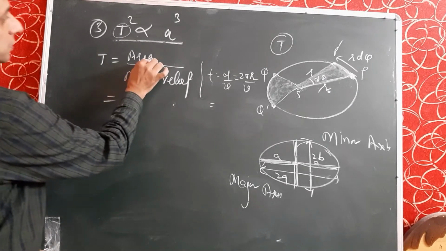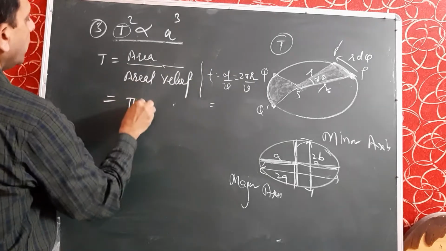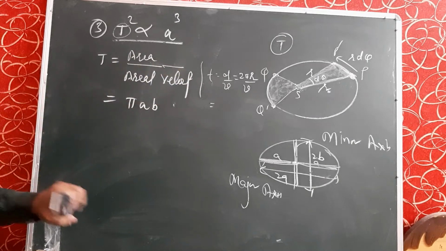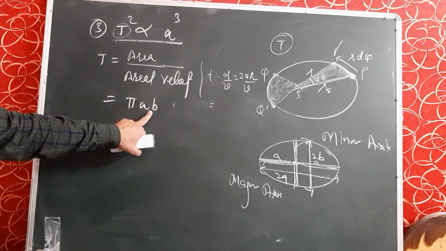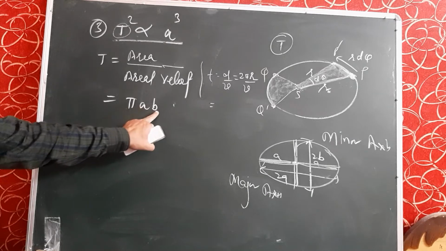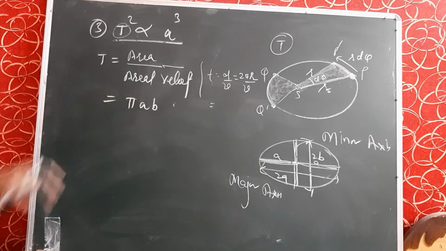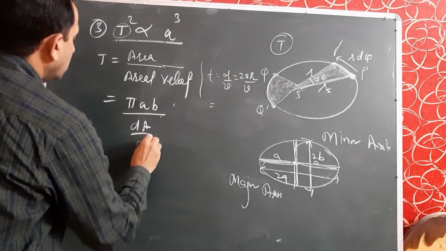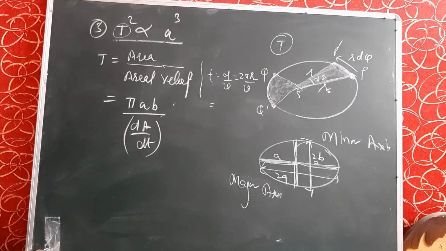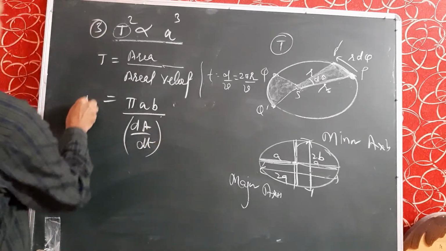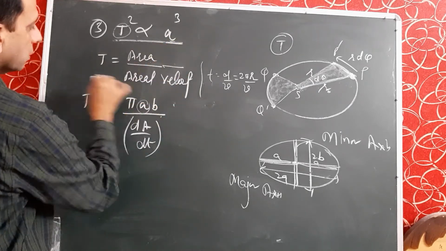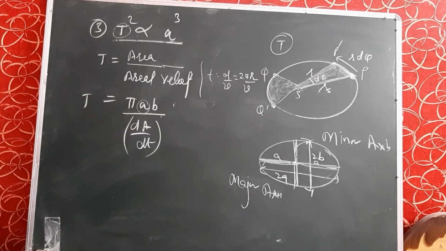So what is the area of an ellipse? Area of ellipse is pi ab. As we know, the area of a circle is pi r square, but in the case of an ellipse, a and b are different, the radii are not constant, so pi into r into r becomes pi a b, over areal velocity dA upon dt. Now we have to prove the formula for time in terms of a. We require a, so a is here, and the remaining terms will also be converted into a.